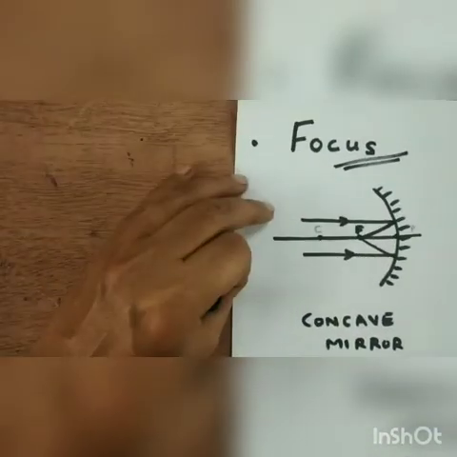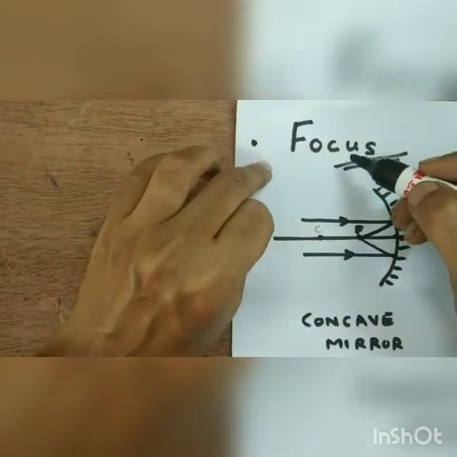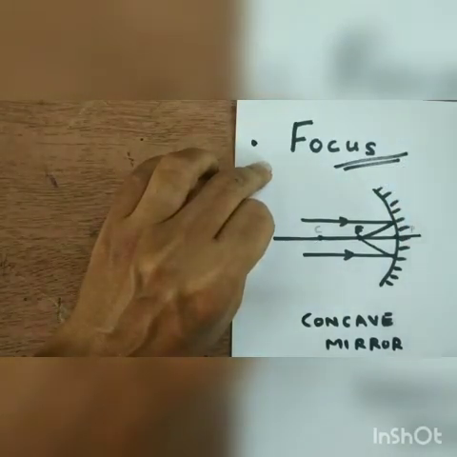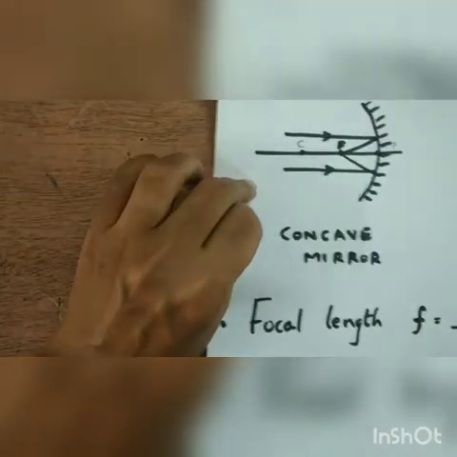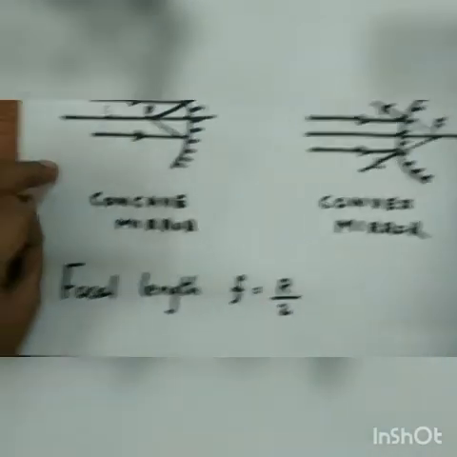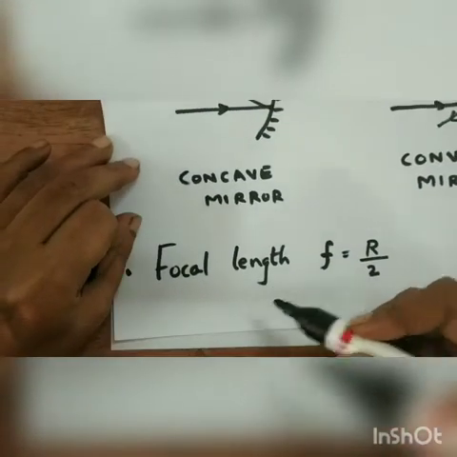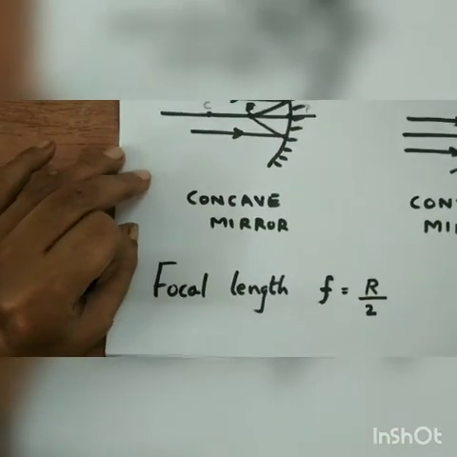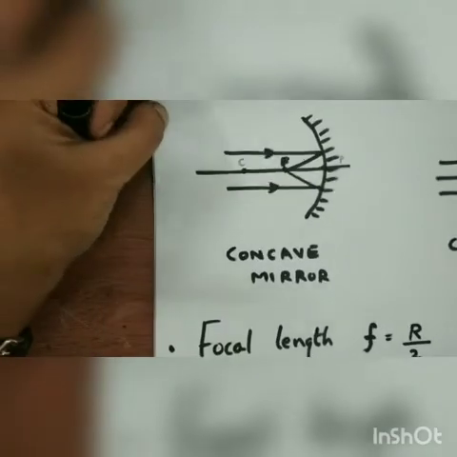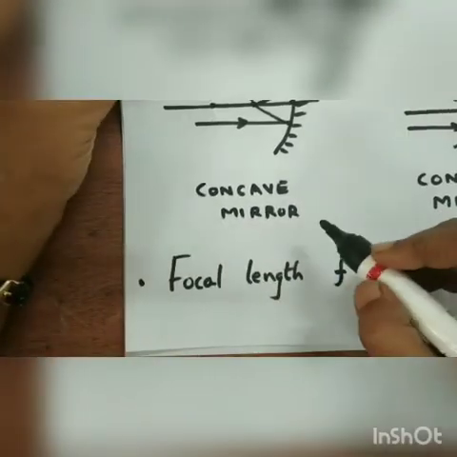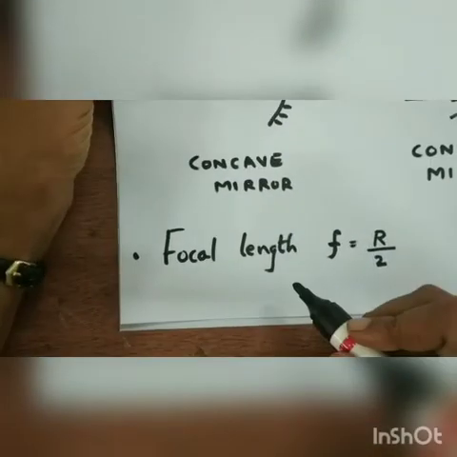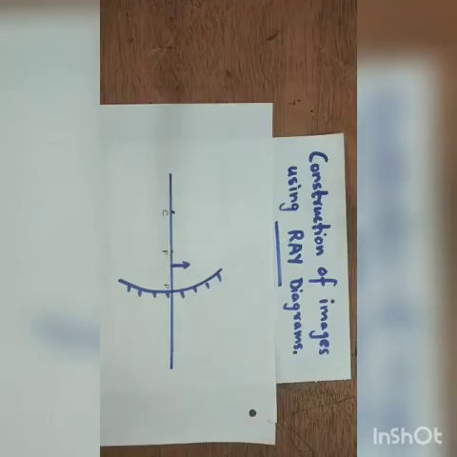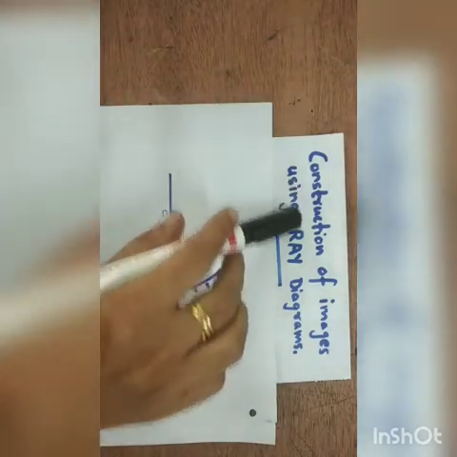So the two terms: the focus or principal focus of a concave mirror and of a convex mirror, and what is focal length, the relation between focal length and radius of curvature. I hope you have understood these two terms, focus of concave mirror, convex mirror, and focal length. Now let's move on to construction of images using ray diagrams.